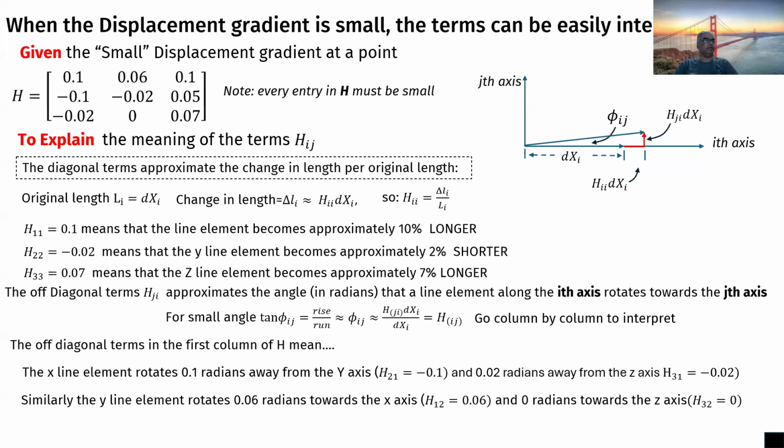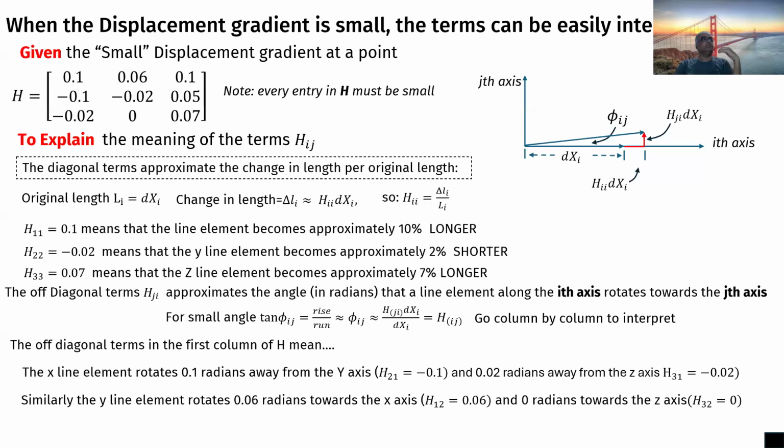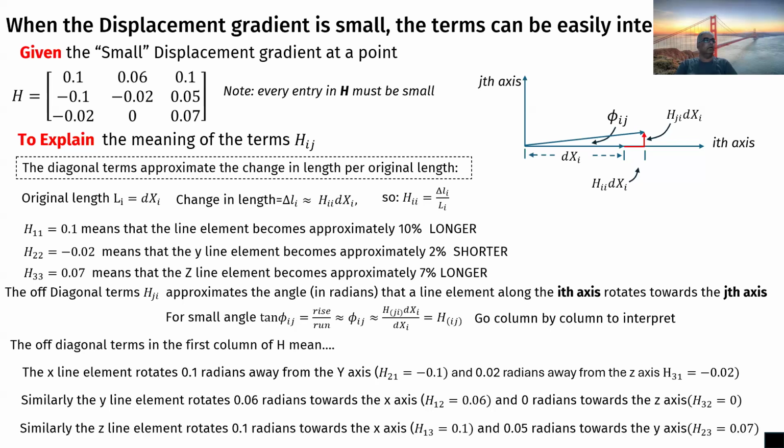Okay. Similarly, the y element rotates 0.06 radians towards the x-axis because h12 is 0.06. And 0 radians towards the z-axis because h32 is 0. The z line element rotates 0.1 radians towards the x-axis and 0.05 radians towards the y-axis. Can you see? So you can go column by column and read off what happens to each of them. So every rotation, every strain can be directly read off from H. That's the idea.